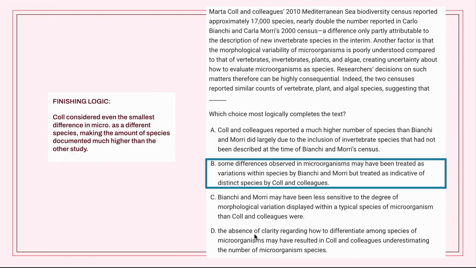But it is true that there is an absence of clarity to how to differentiate among species of organisms, but they actually overestimated it because of this, not underestimated. So while this one is a little bit complicated, very wordy, again, just kind of the main idea here is that because microorganisms are hard to classify, Cole just kind of looked at any sort of difference and called it a new species, while Bianchi and Moore were a little more sensitive to the fact that you can still have some differences while being of the same species. So that's why B is going to be our best answer.